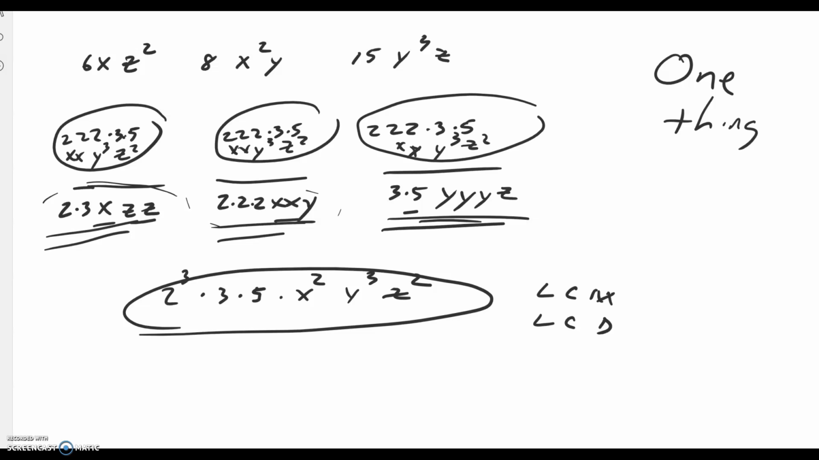Some people teach this and view it as whichever of these has the most 2's, use that many. This one has the most 2's, it's 3 of them, we use that many. Whichever has the most 3's, use that many. Here, it's a tie. This one has a 3, this one has a 3, so it's 1 3, etc., etc., etc.